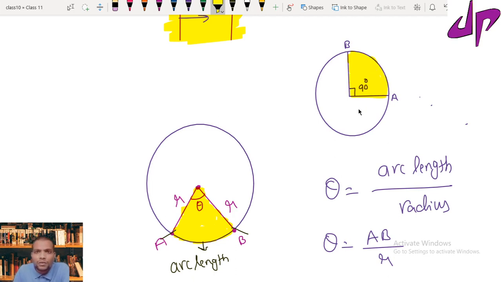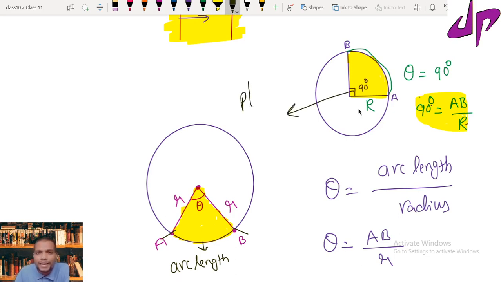Okay, now here we can define theta. Theta equal to 90 degrees. Suppose you take this radius as capital R. Here the arc length from here to here becomes AB upon radius, capital R. So this is the standard definition for angle, which we also call the plane angle.